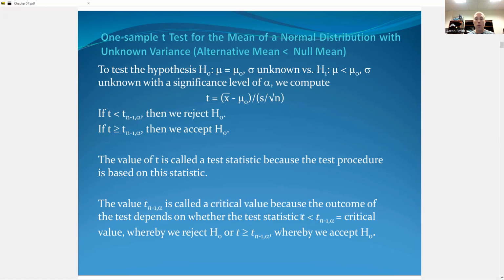And it all comes down to where our data's calculated value, t, is in relation to that cutoff. In this scenario, if t is less than the cutoff, we reject the null. If t is greater than or equal to the cutoff, we fail to reject the null hypothesis.